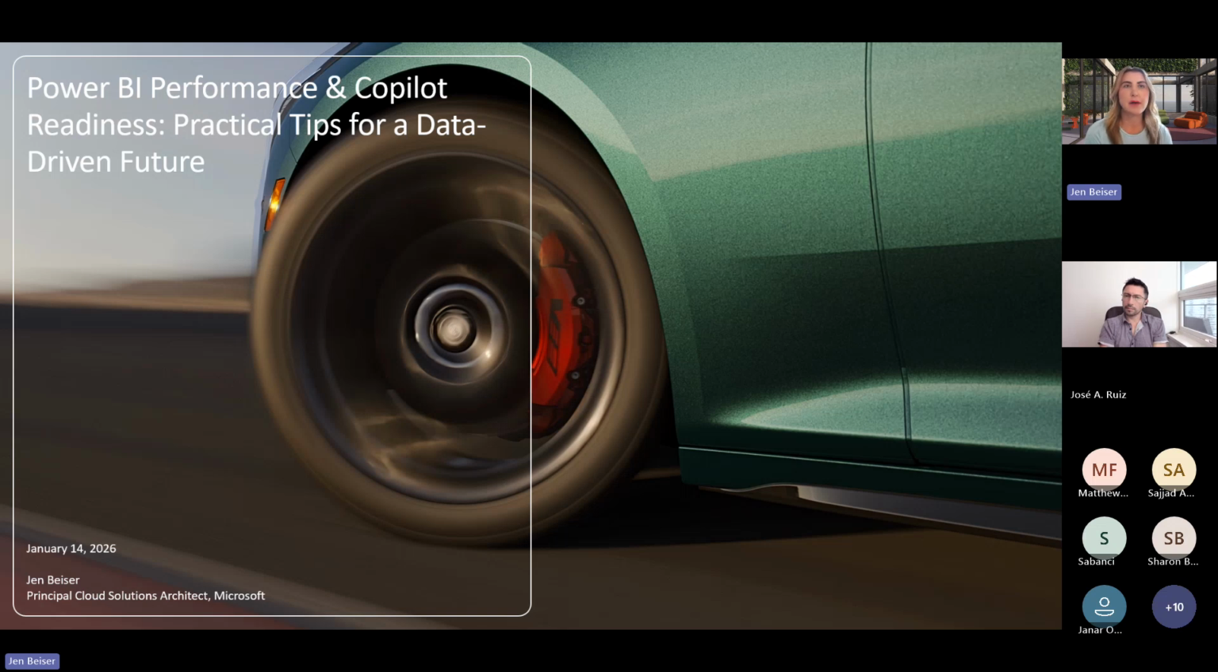I'm going to be talking about how to optimize Power BI semantic models for performance. Performance is very important when it comes to Copilot because you want your users to be able to ask questions and get the answers in a timely fashion. And then we'll talk about how you can optimize your semantic models for using Copilot for Power BI.